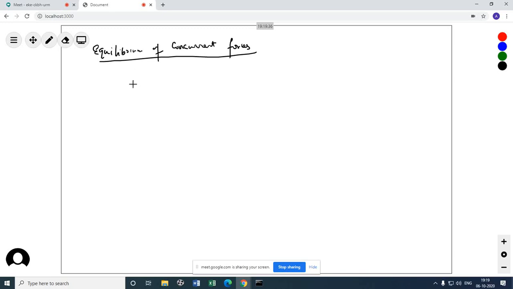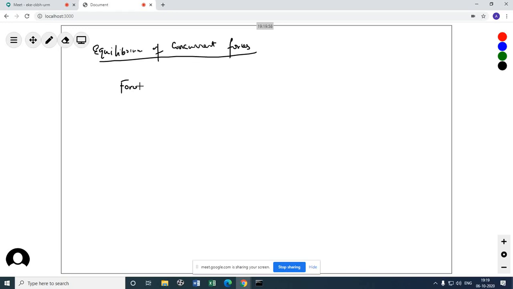What are they? So when you have many forces which are taking place simultaneously, then how can you keep that object in equilibrium? Let's see an example. Let me give you first the definition.